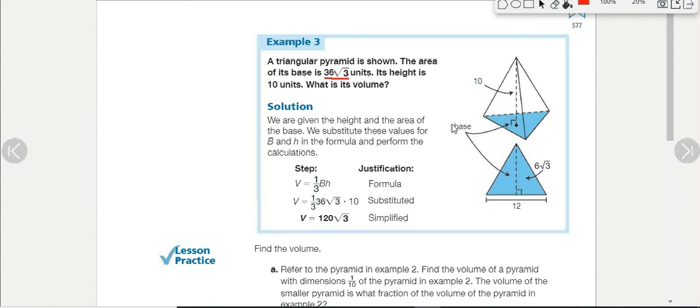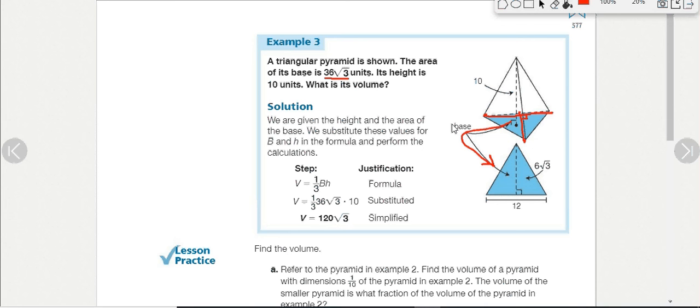We have another pyramid. This time it's triangular, but remember we didn't say how to find the area of the base. We just said area of the base. So you find an area of a triangle like you've learned how. You do base times height divided by 2. That would be 12 times 6 square root of 3.